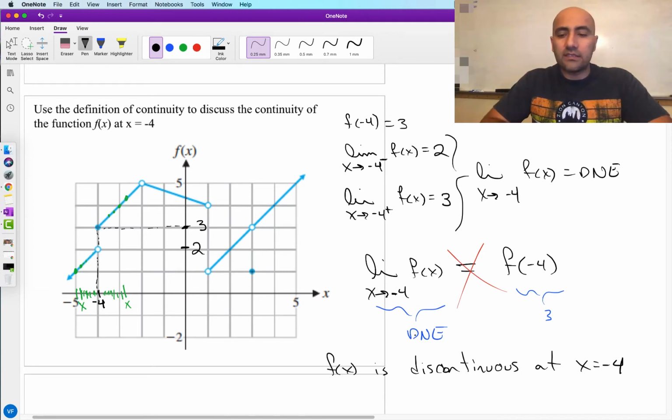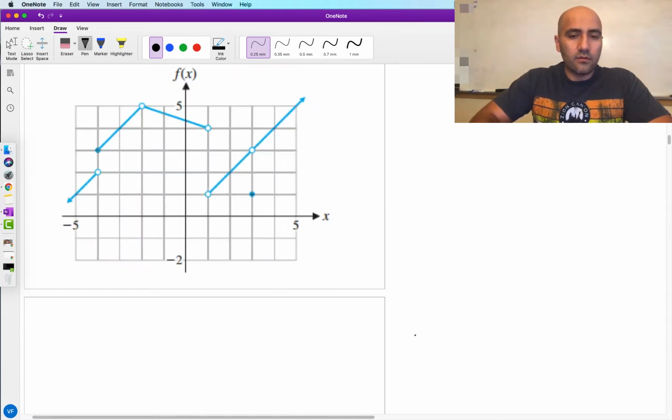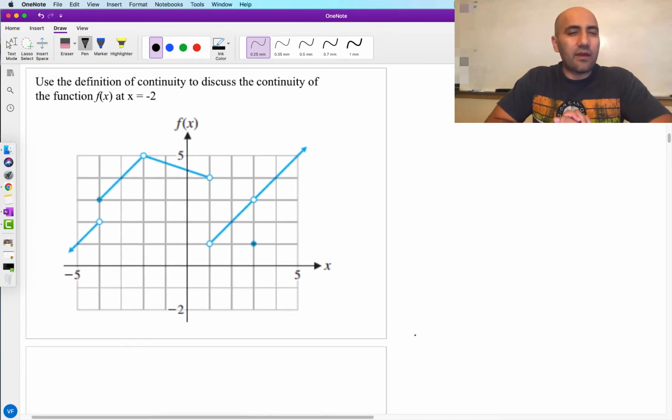Okay, so f of x is discontinuous at x equals -4. All right, let's try a different one. So the exact same graph, but now we're going to think about what happens around -2. -2 is right around here, and we can see that it traces down here, and then it traces across this way, and so it maps over to around there.